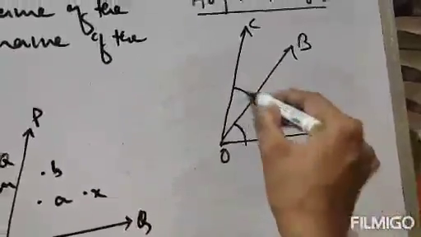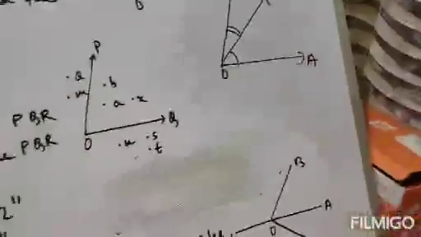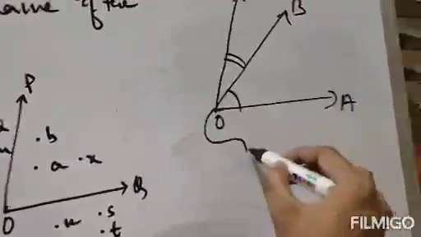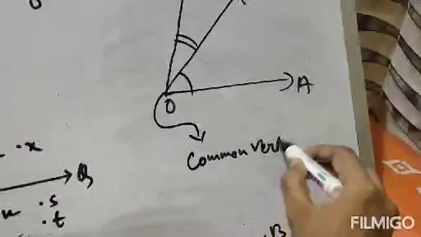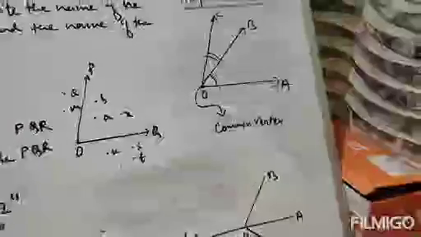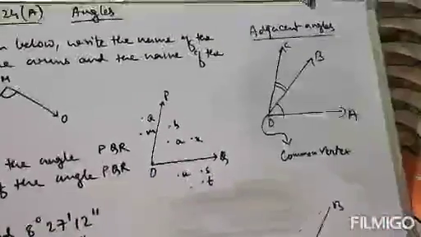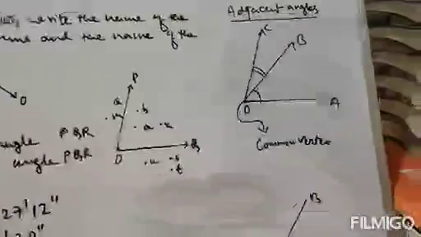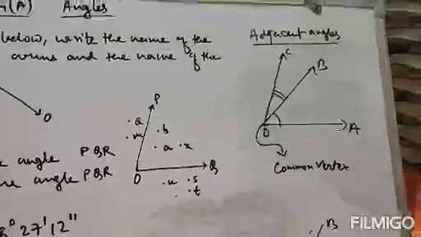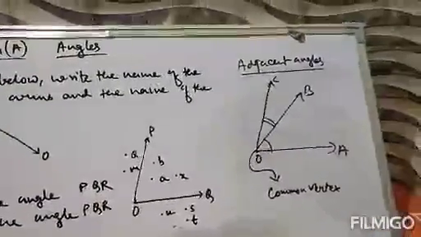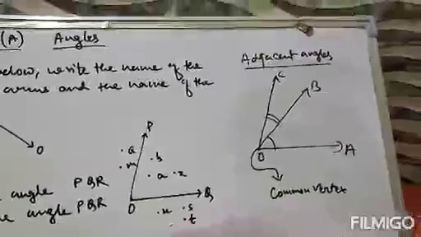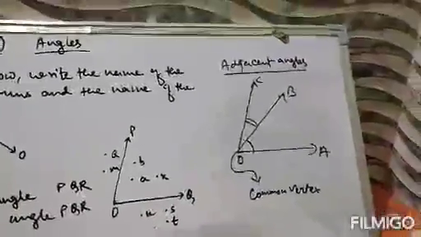This is one angle and this is, suppose, another angle. O is the common vertex between rays OA, OB and OC. Now, for adjacent angles, there are 3 conditions by which we can say that 2 angles are adjacent. So, for formation of adjacent angles, 3 conditions are required.